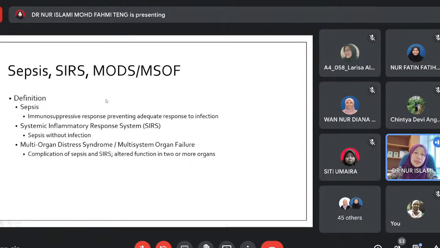Why did I put it here? Because there is a possible complication for patients undergoing surgery or critically ill patients to develop either sepsis, SIRS, or MODS. So when our patient is diagnosed with this kind of disease, the energy requirement and also the protein requirement for this kind of patient is also increased.